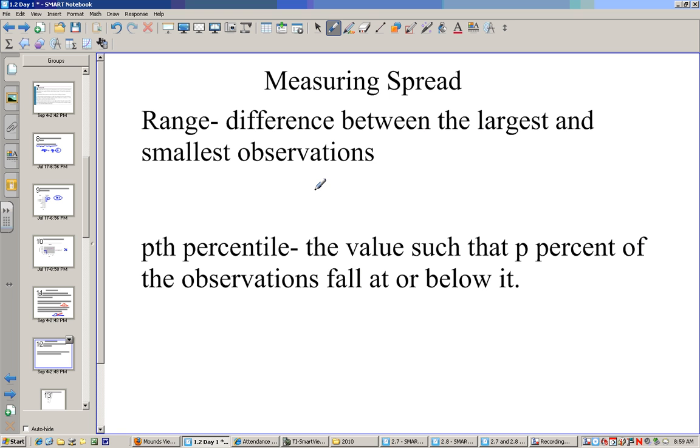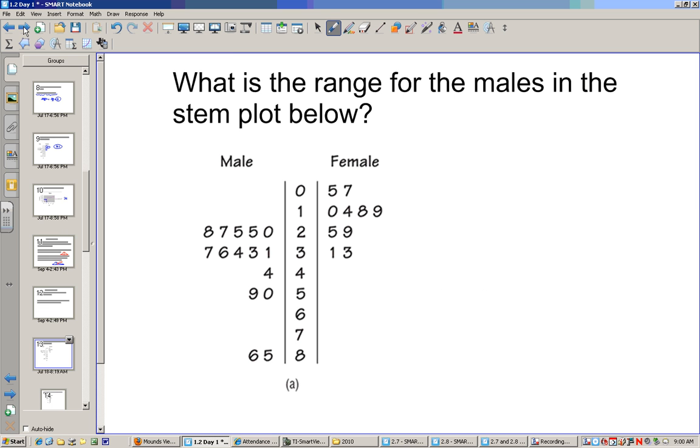To find percentile, we find the value such that p% of the observations fall at or below that particular value. So we add up all the observations that are at or below our observation, and then we divide it by the total number of observations in that set.